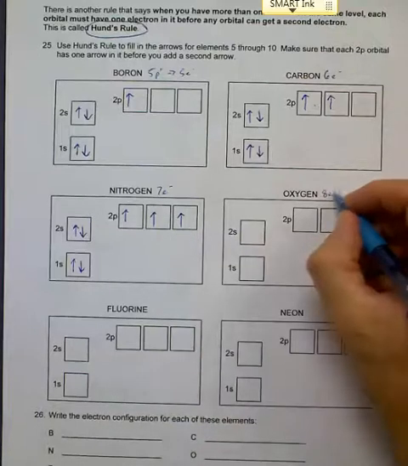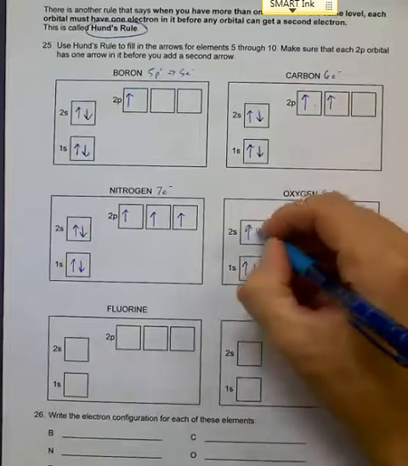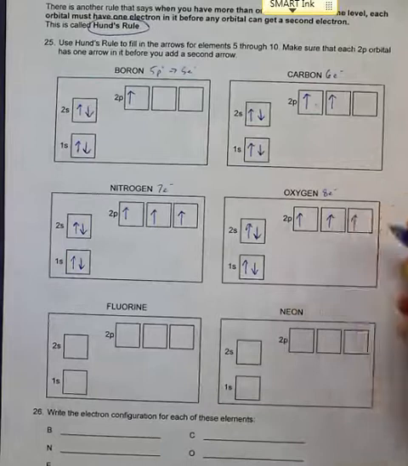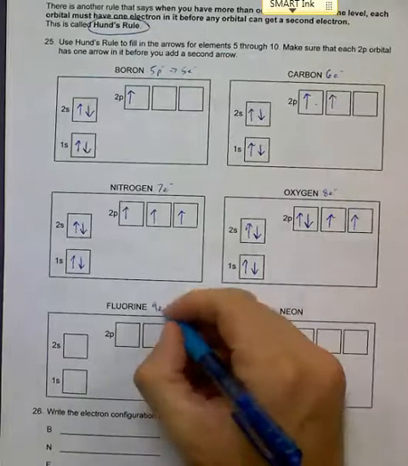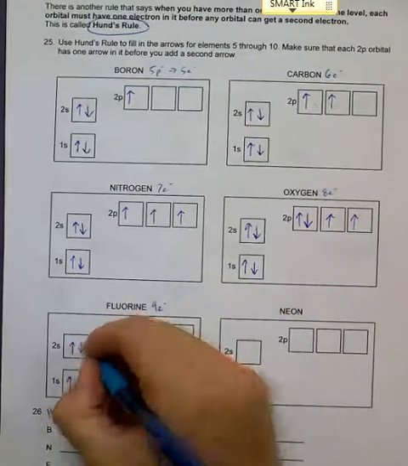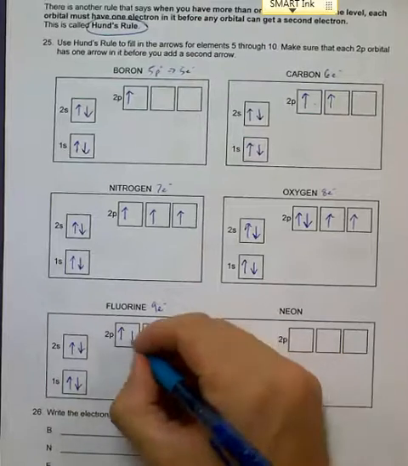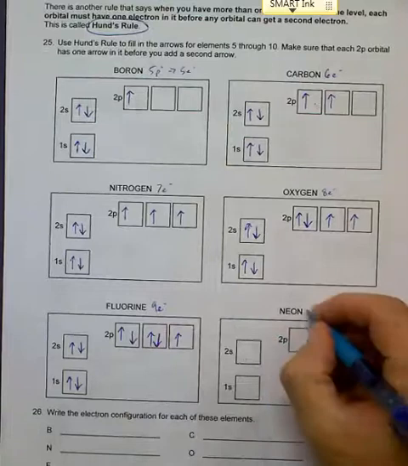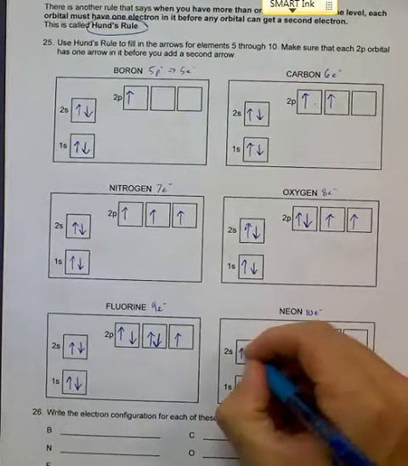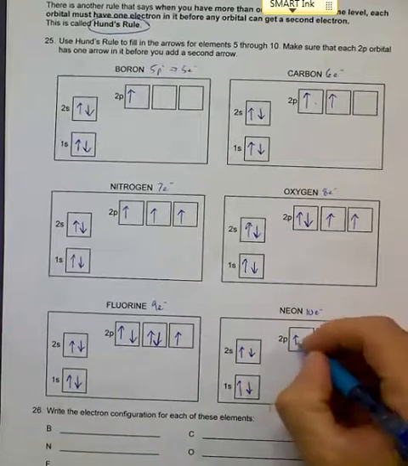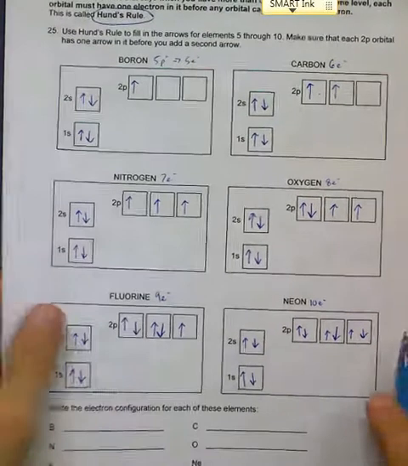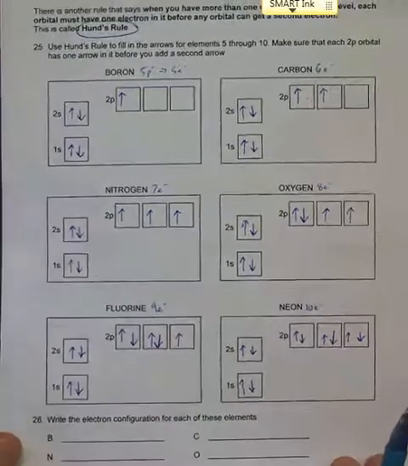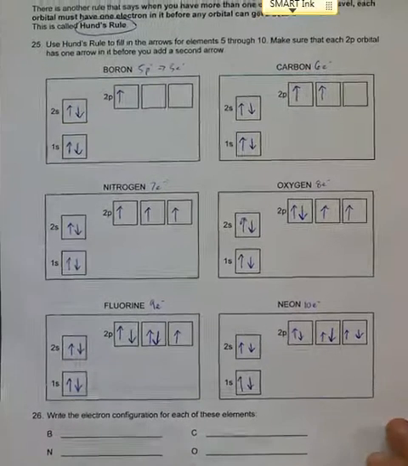We get to oxygen with 8 electrons. Things change up a little bit. They're each going to take their own orbital. The 8th electron is unfortunate. It needs to come back and pair up. Fluorine has 9 electrons, and neon has 10 electrons. Notice how we add 1 electron to all 3 of the orbitals before we go back and add a second to any of them. We're following Hund's rule each time we do that.